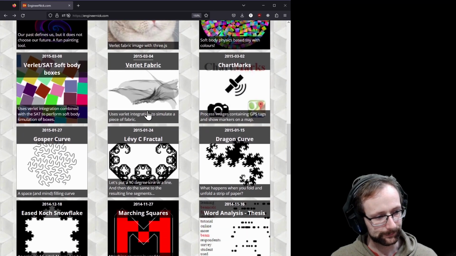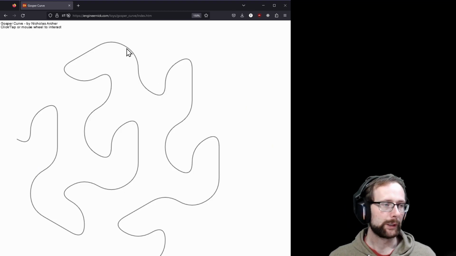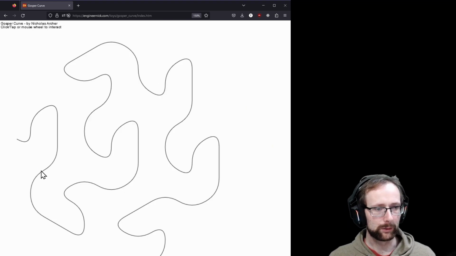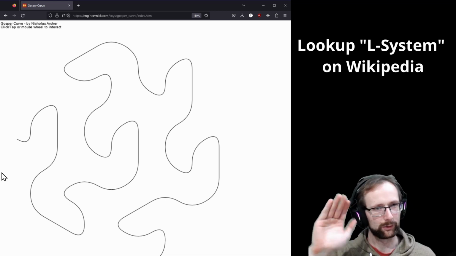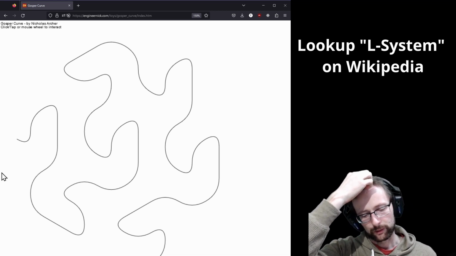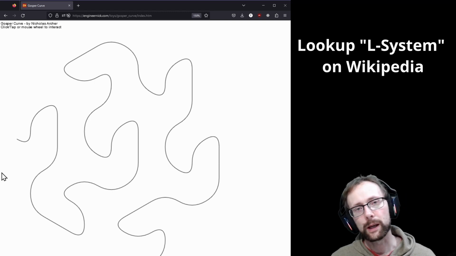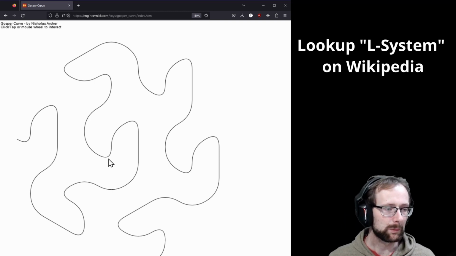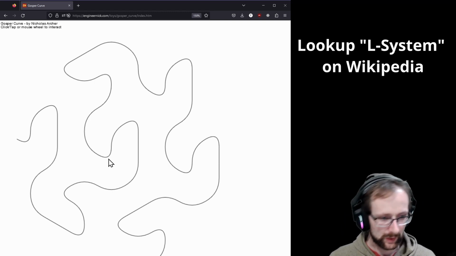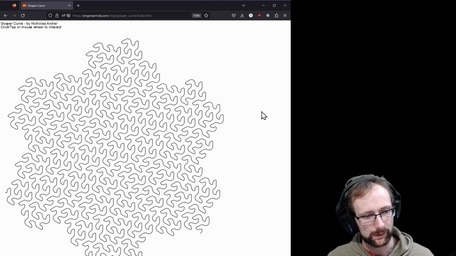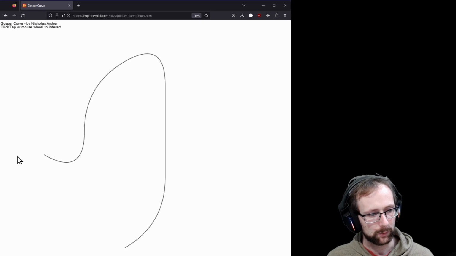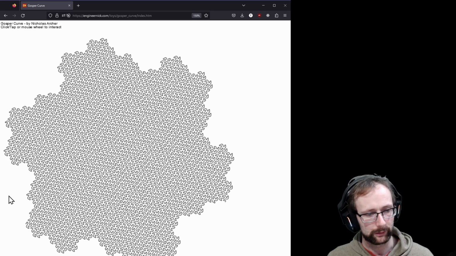Moving along. This one's really cool. This is a fractal which is made using a turtle fractal, basically. So string replacement fractal. Yeah, look that up. I'm not going to explain string replacement fractals here. They have some different names, but basically if you click on one side of the screen, it gets more complex, and if you click on the other, it gets simpler.